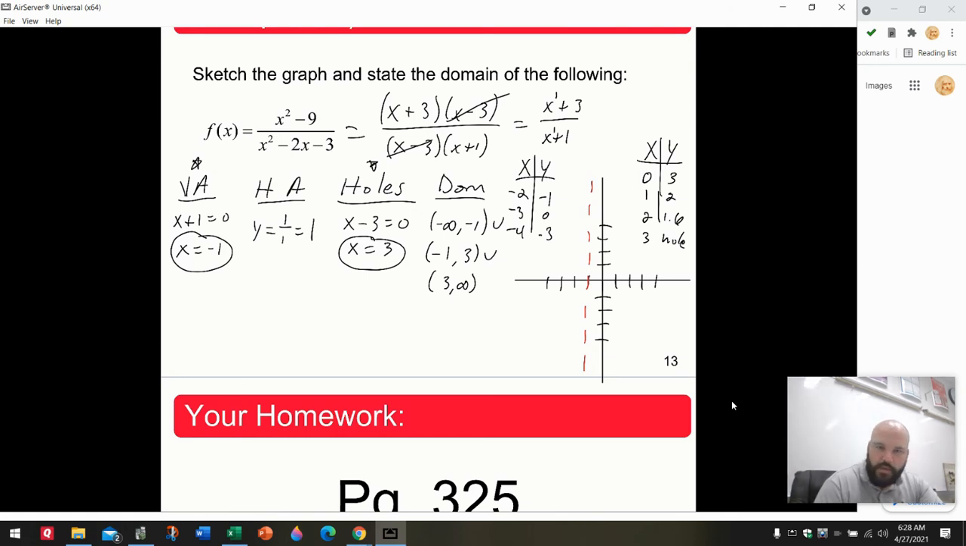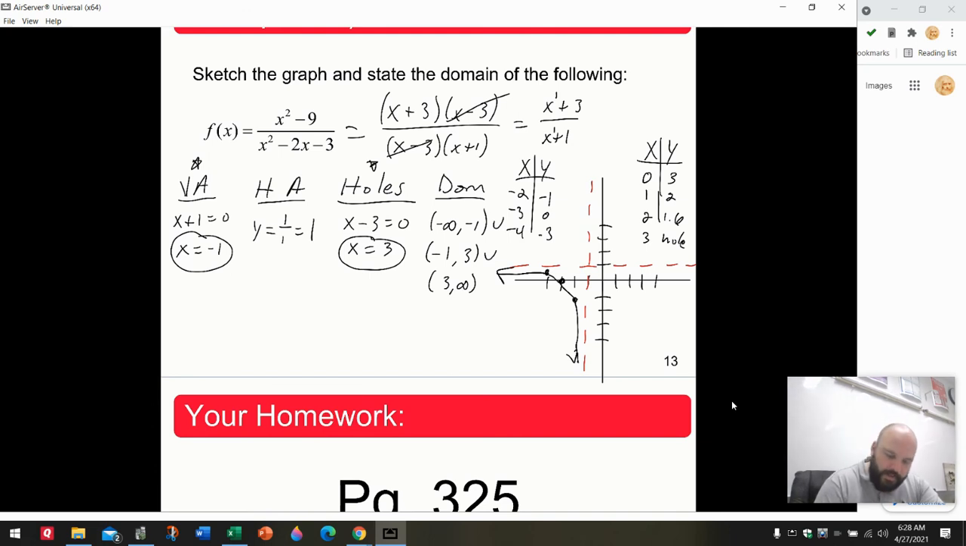Now we just plot our points. So -2, -1 is right here. -3, 0 is right here. -4, 0.3 is right there. Okay. Whoops, we forgot to include our horizontal asymptote at 1. Comes across right there. So now you can see as this graph would go down like this and come up, curve, and then flatten out up against that horizontal asymptote.